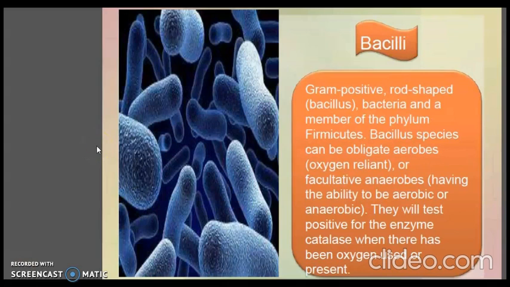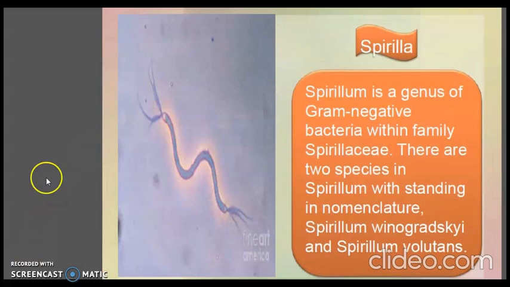The next one is bacilli, gram-positive rod-shaped bacteria and a member of the phylum Firmicutes. Bacillus species can be obligate aerobes, that is they require oxygen strictly for their growth, or facultative anaerobes, that is having the ability to be aerobic or anaerobic. The next one is Spirilla. Spirillum is a genus of gram-negative bacteria within the family Spirillaceae. The two most commonly known species in Spirillum are Spirillum winogradskyi and Spirillum volutans.